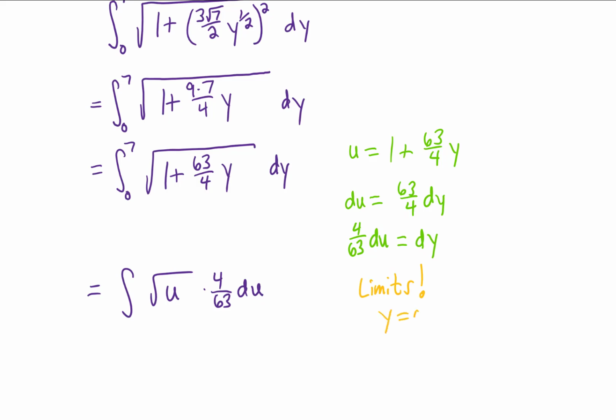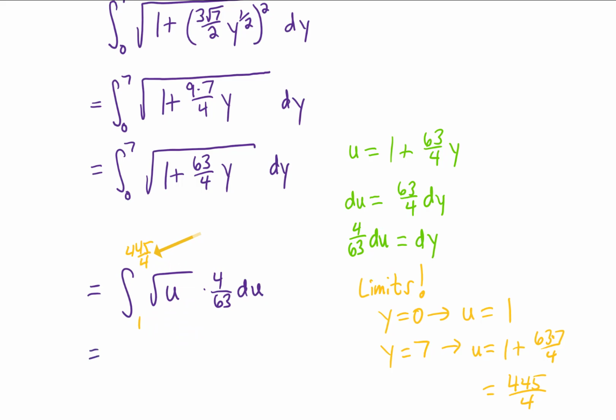Our lower limit of integration was y equals 0. But if we plug that y equals 0 into this formula up here, we notice that that will make u equal to 1. Our upper limit of integration was y equals 7. And if we plug that into the formula up here, which gives us a bit of an ugly number, it should be 445/4. So our limits are going to go from 1 to 445/4.